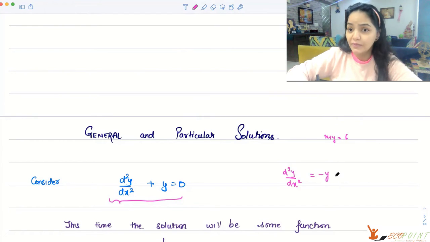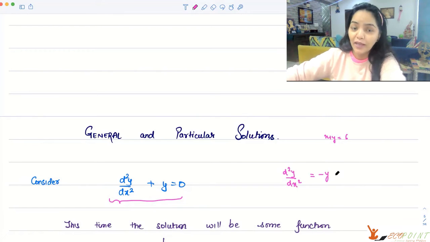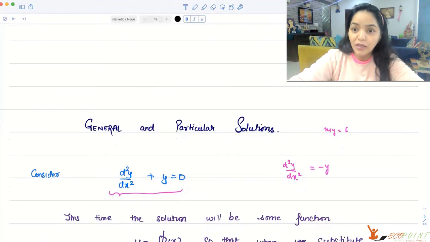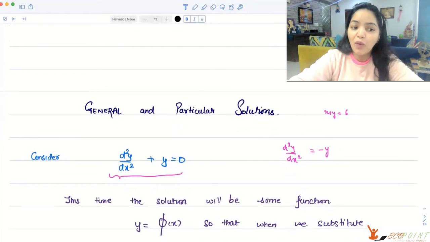You're getting minus times y. So y has to be some function of x, which is basically getting differentiated twice, and still you're getting minus times y. In differential equations, it's not just the values, because you're dealing with derivatives in the equation, so y is essentially a function of x. And that is why you're talking about dy by dx, d square y by dx square, and so forth.